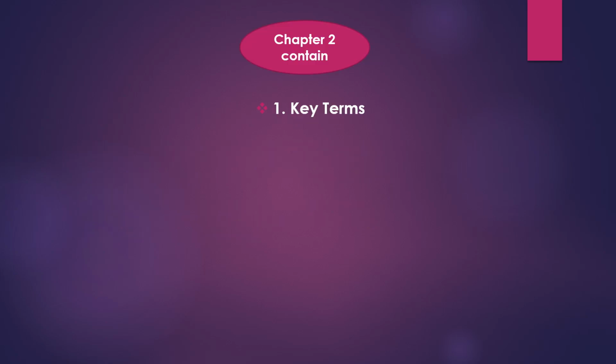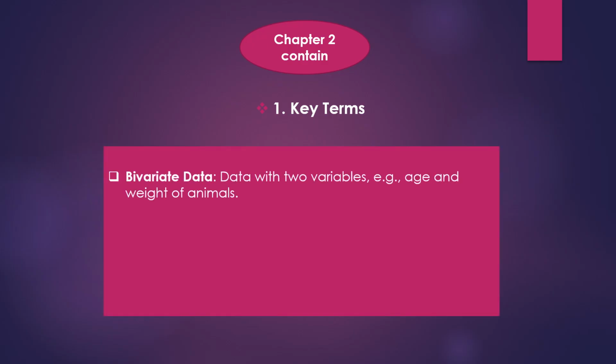So chapter 2 contains first key terms. First we have bivariate data, which is data with 2 variables, for example age and weight of animals. Next is covariance, which measures how two variables change together. So, if both variables tend to increase or decrease together, the covariance is positive. If one increases while the other decreases, the covariance is negative.